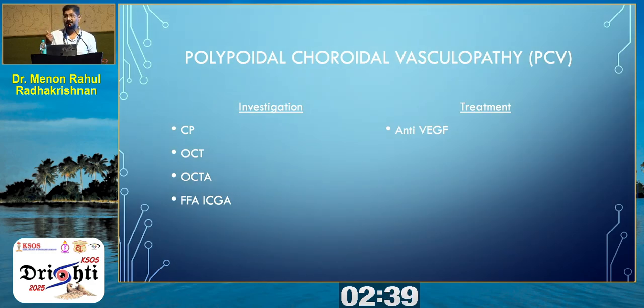You can do an OCTA where you can see the network in most of the cases, that is a branching vascular network and a small amount of polyp in some, if you do a manual segmentation. FFA with ICG still remains the gold standard for PCV. The treatment is anti-VEGFs, and usually in such cases normal ranibizumab will not do well. You will have to go for the higher anti-VEGFs such as brolucizumab, aflibercept, or faricimab.